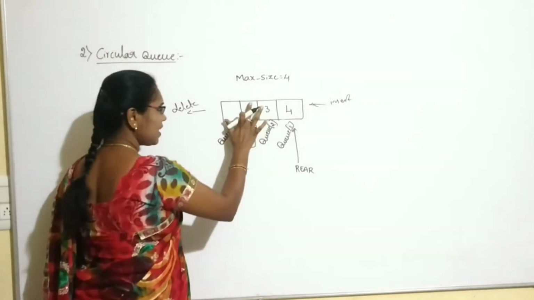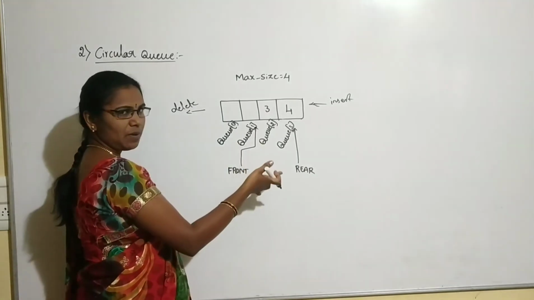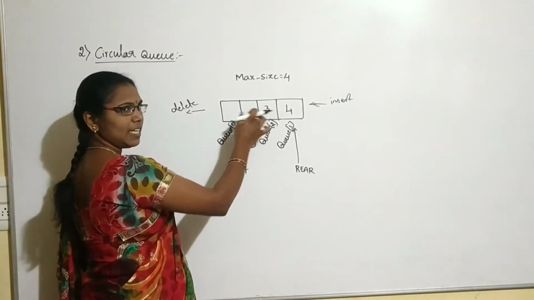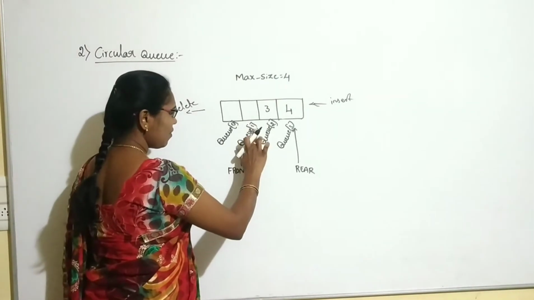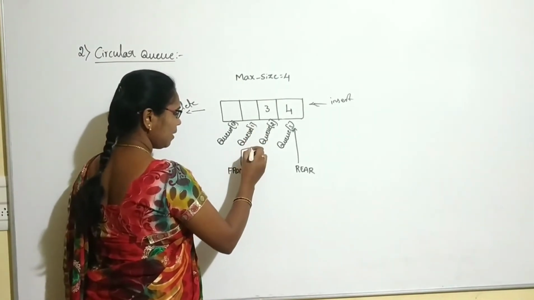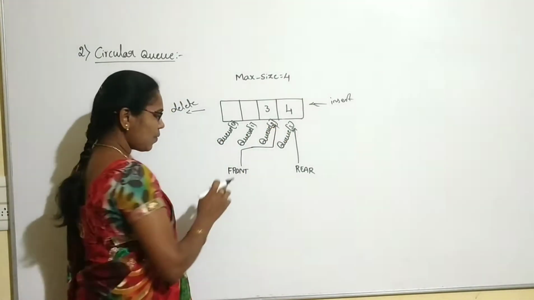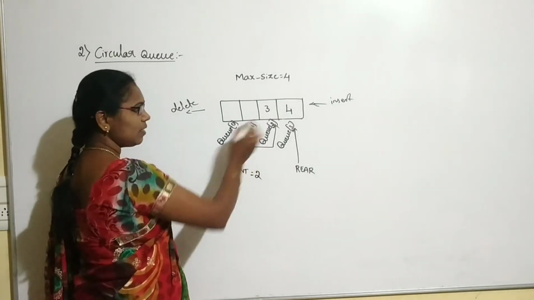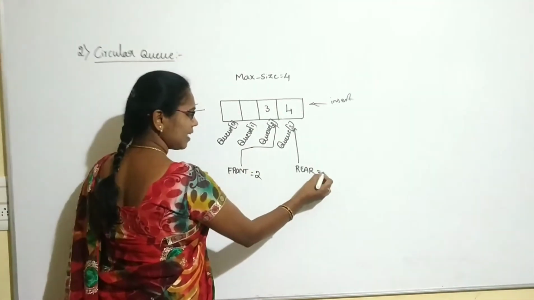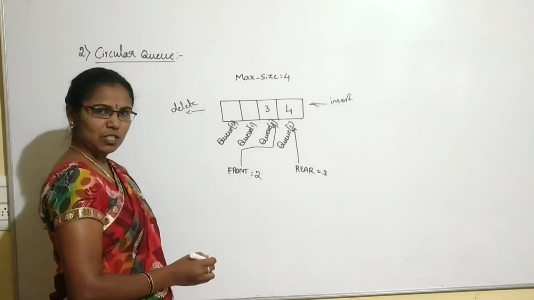Once we remove this element from the queue, front is increased by 1 unit, because the next deleted element can be taken by using the front variable. Now front points to position 2. Clear? Now what is the value of front? The front value is 2 because it points to the third element. What is the value of rear? Rear is 3 because it points to the last element in the queue.